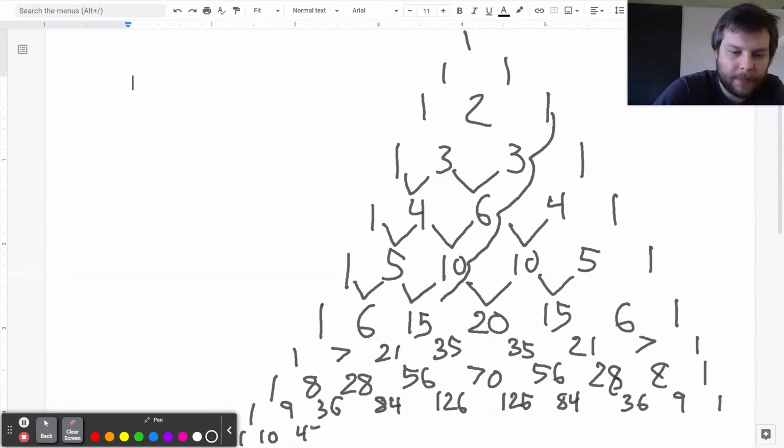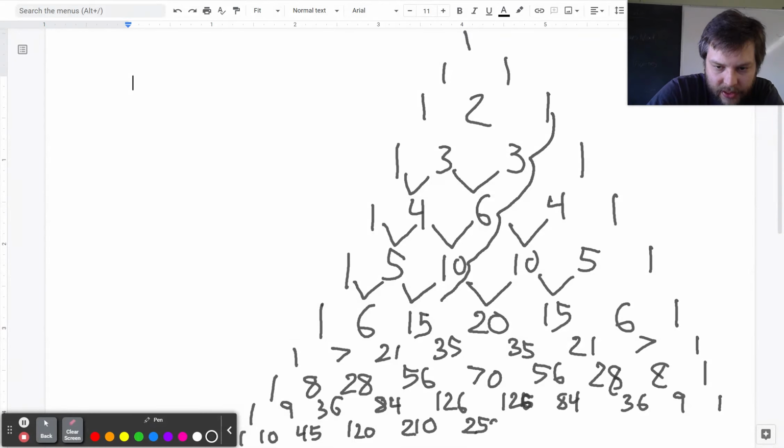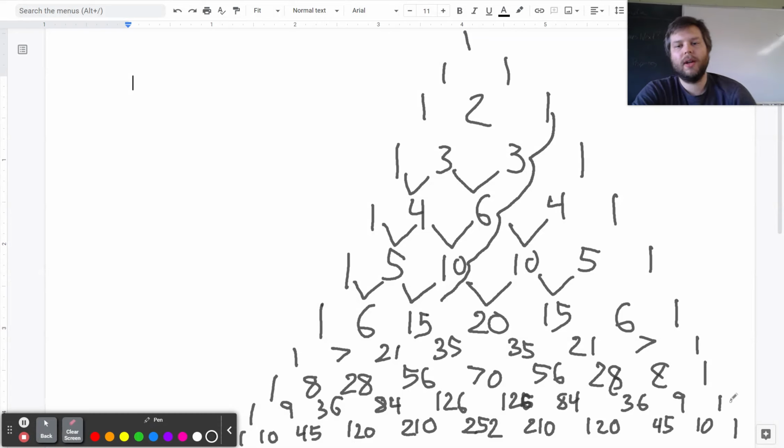Let's just do one last one. 1, 10, 45. What does that make? 120? What does this make? 210? Then 126 and 126 makes 252, 210, 120, 45, 10, and 1. So one pattern that I think is really nice about Pascal's triangle is what actually happens when you add up all the numbers in that row.